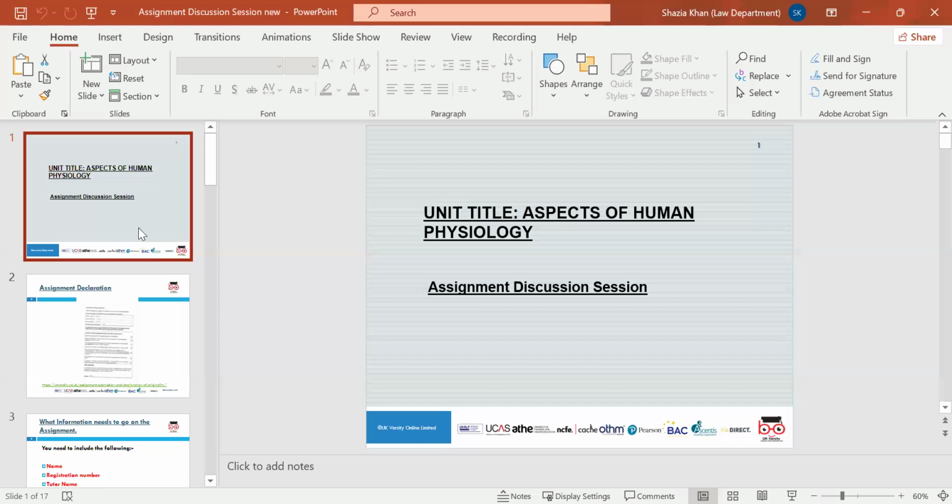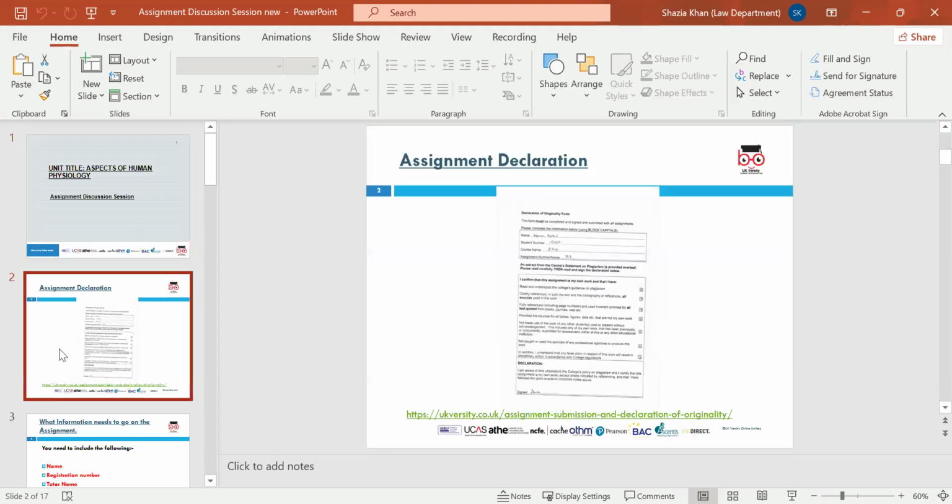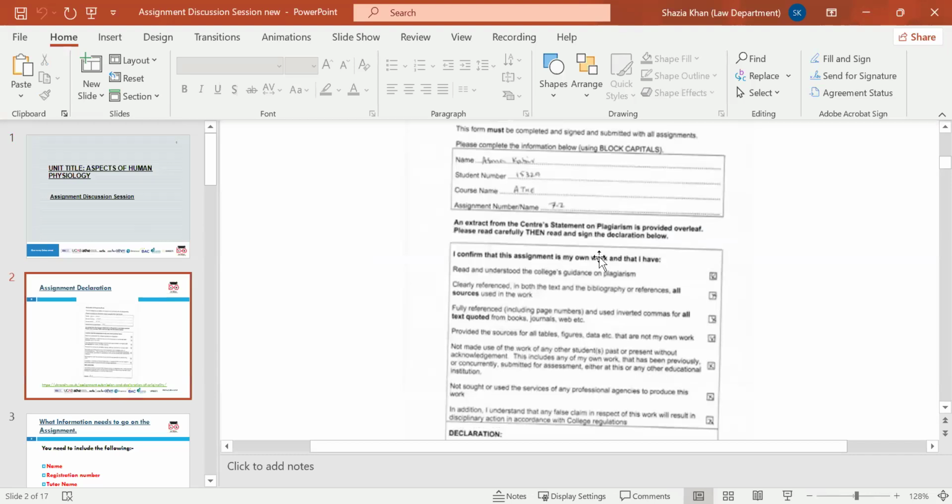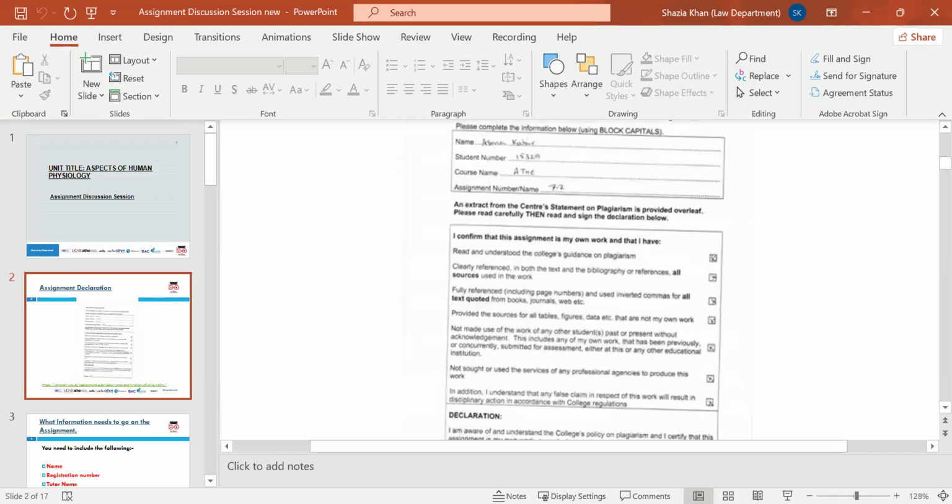So the next one we're looking at is the assignment discussion. And this is the aspects of physiology, and the assignment declaration, as we said, is there to identify that the work is your own. So you are signing this, you are confirming that this is your own work.